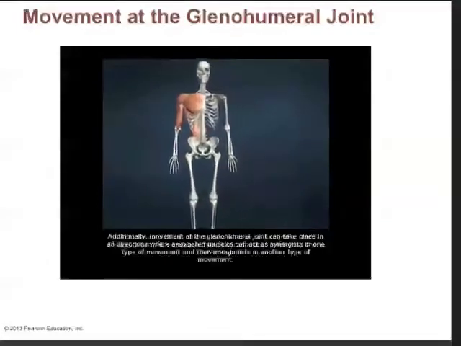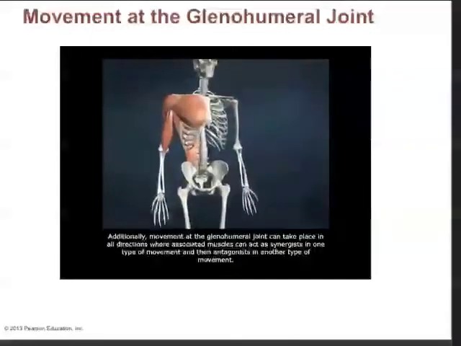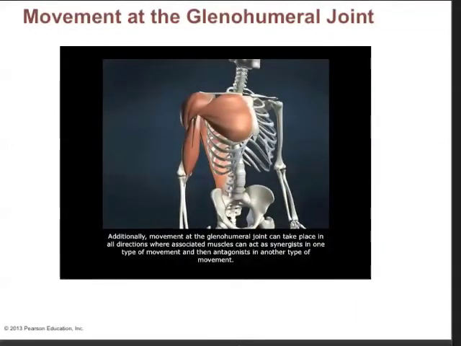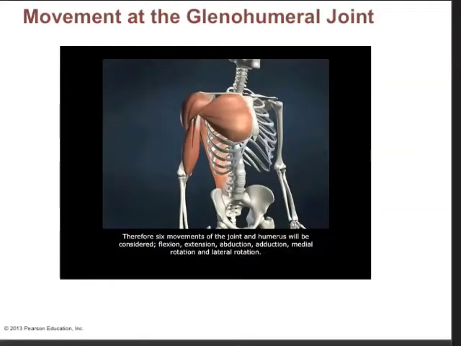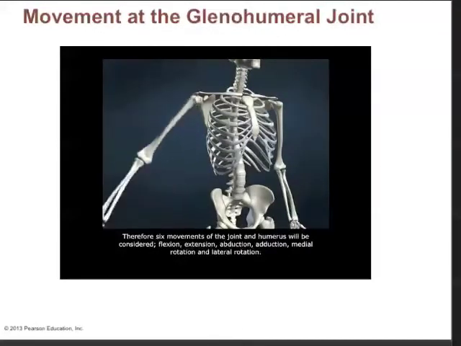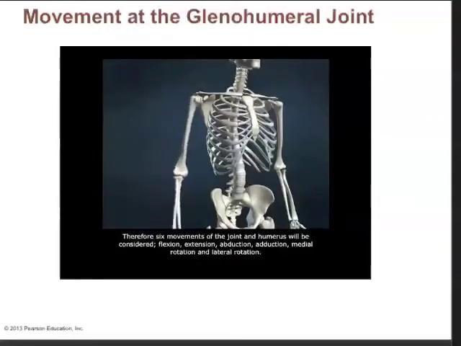joint can take place in all directions, where associated muscles can act as synergists in one type of movement and then antagonists in another type of movement. Therefore, 6 movements of the joint and humerus will be considered: flexion, extension, abduction, adduction, medial rotation, and lateral rotation.